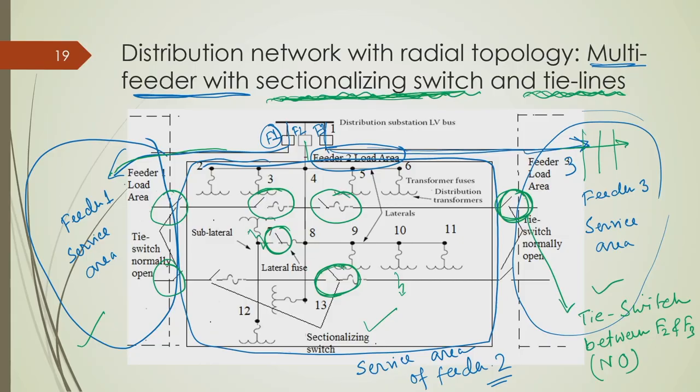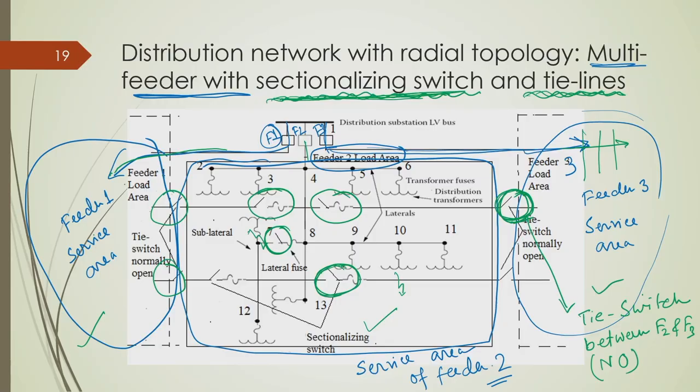Now, what is the usefulness of this tie line? If there is any fault in any particular feeder, say any section of this F 2, then sometimes it is not possible to keep the rest of the part energized, even though you have this option of the sectionalizer. So, under this condition, we will switch these tie switches on and we can bring power via this feeder 3, or alternatively in that arrangement we are connecting some of the loads of feeder 2 to feeder 3. And thereby, we are keeping these loads energized.